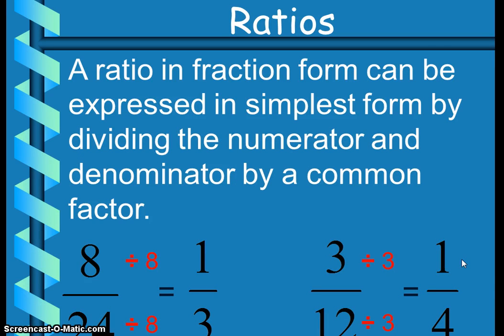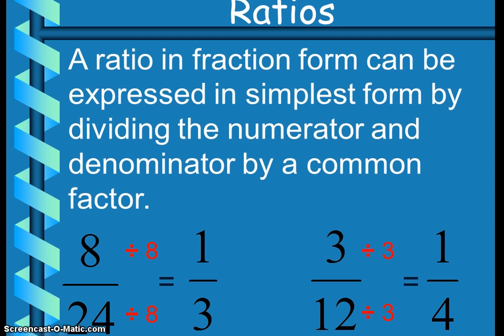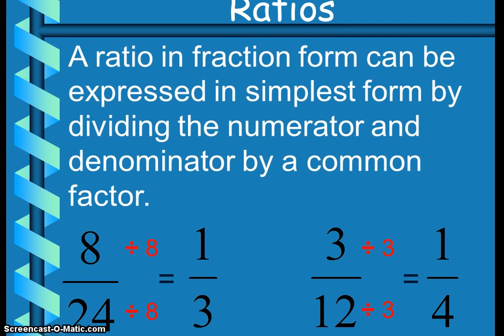So, a ratio in fraction form. We can express this in its simplest form by dividing both the numerator and denominator by a common factor. Okay, so we can look at something like 8 over 24. I'm not sure if you can see the bottom of this on your screen or not. Let's just adjust this. Hopefully you can see it now. So 8 over 24.